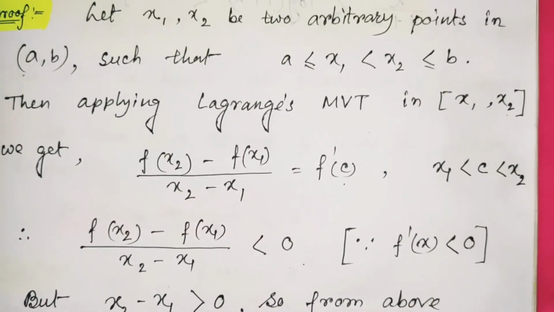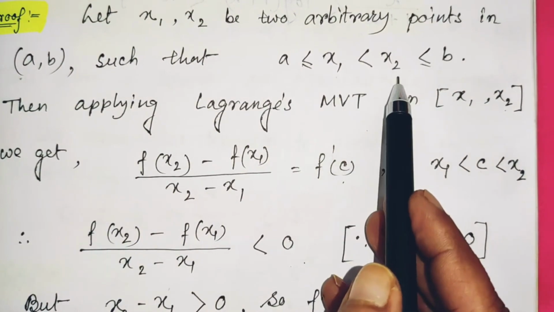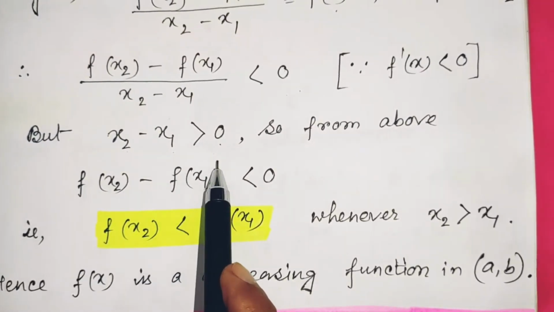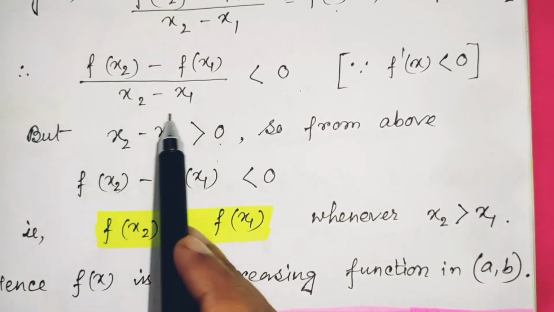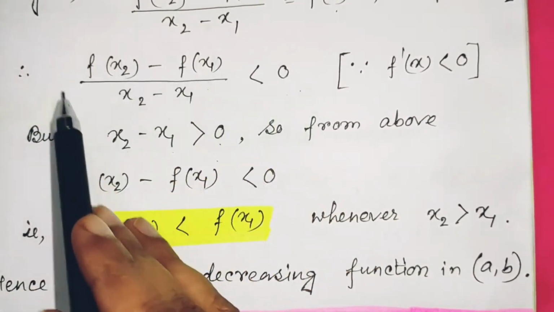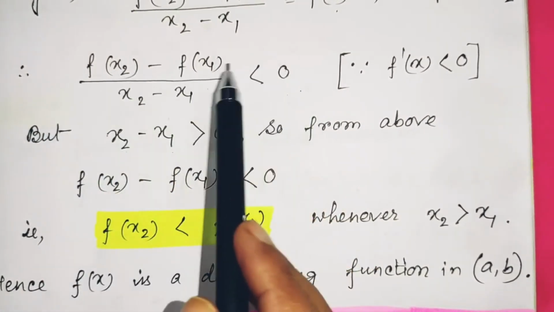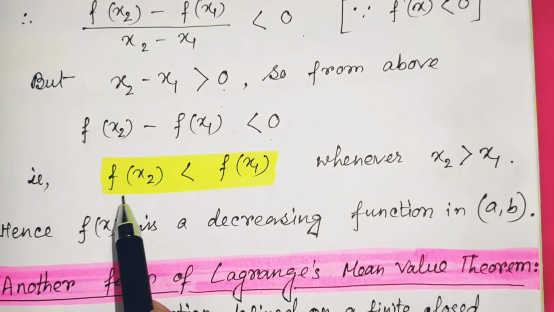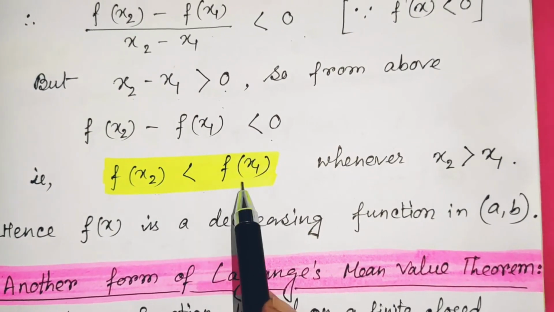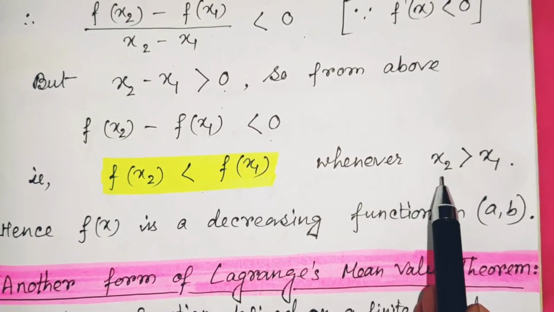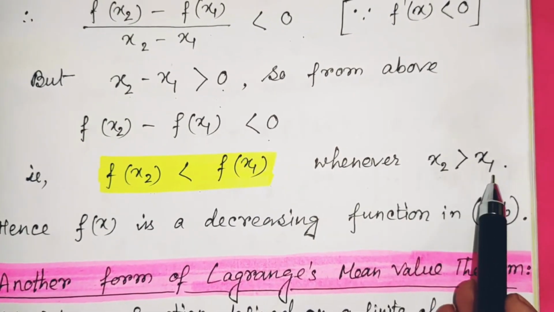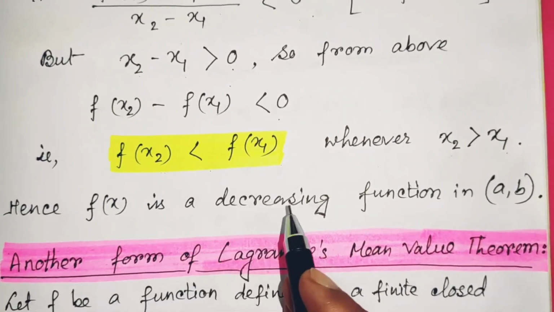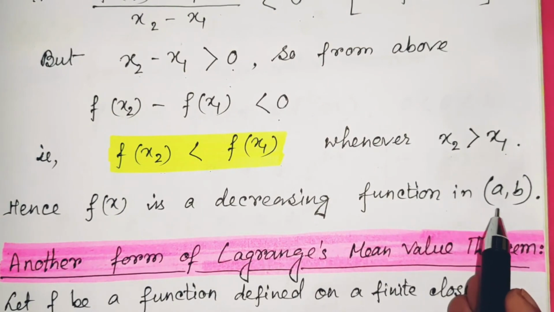Because just look at the limit here, x1 less than x2 is given. That's why x2 minus x1 is always greater than 0. So that part is greater than 0. So if this inequality holds, that means what? That portion should be less than 0. That means f of x2 is less than f of x1 whenever x2 is greater than x1. Hence, from here we can conclude that the given function is a decreasing function in AB.